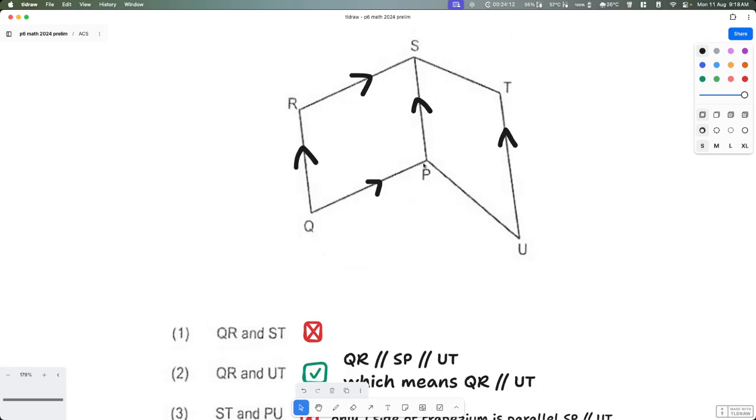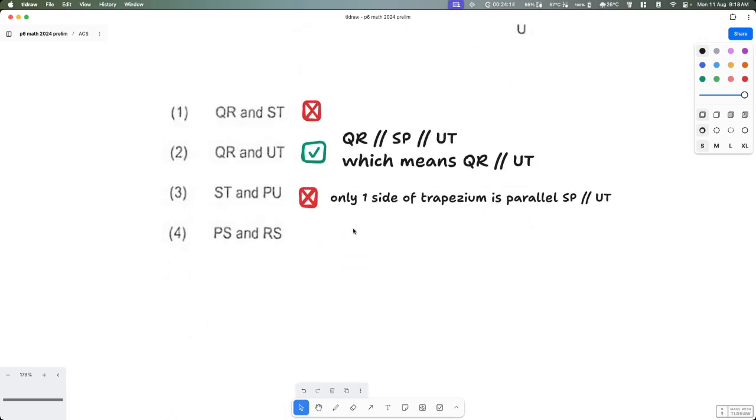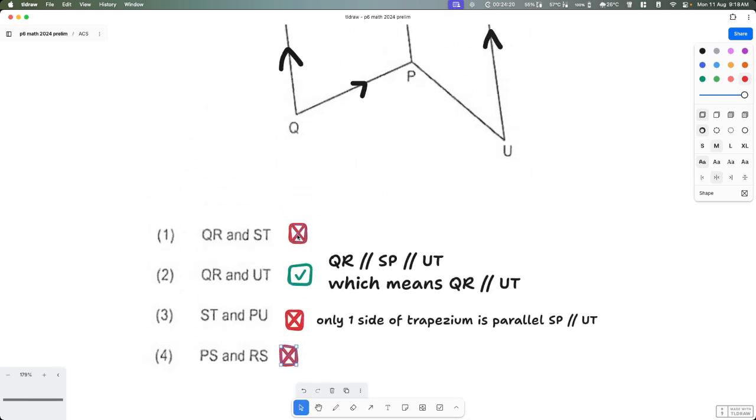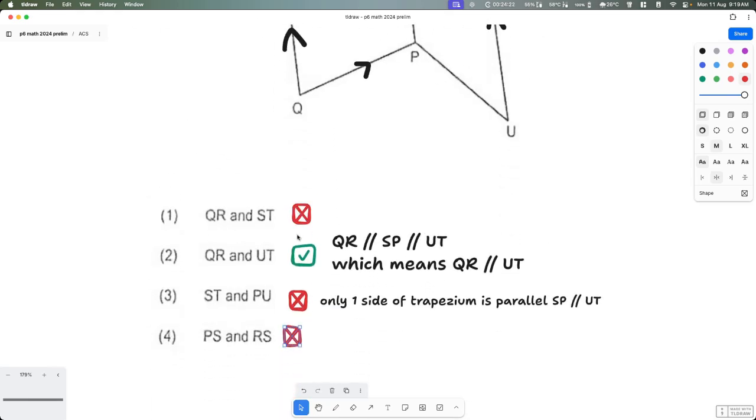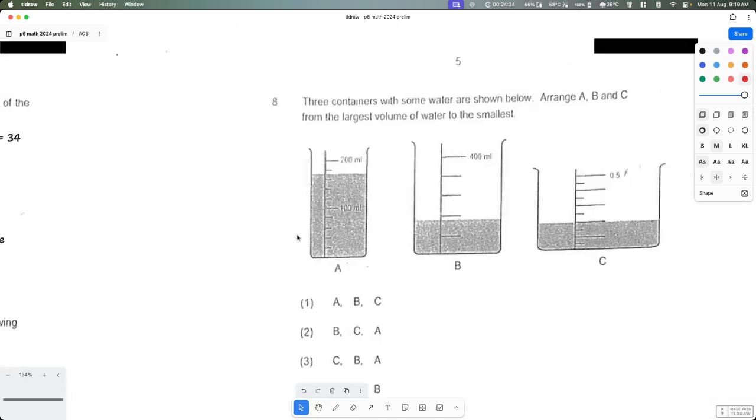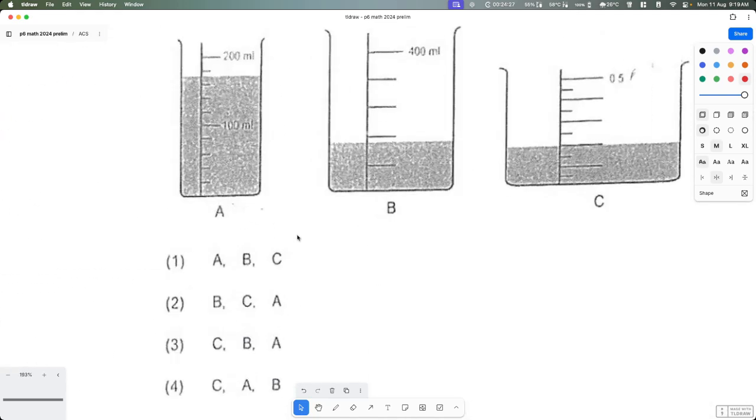So PS and RS, no, they're not parallel at all. Okay, so yep, there we go. So the answer to question number 7 is option number 2. Okay, let's move on to question number 8 over here.